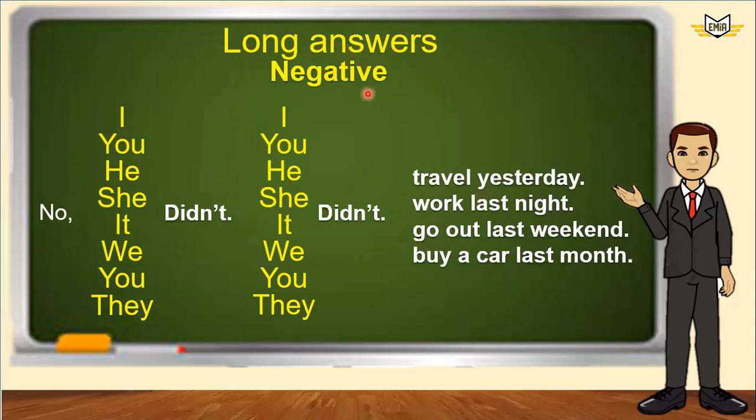Long answers in negative form. The same thing, guys. You have no plus subject plus didn't. So first of all, the short answer, and then a sentence in negative form. And these are long answers.